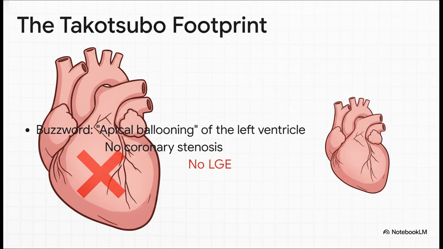We see that classic apical ballooning shape. We've already confirmed there are no blocked arteries. And here it is, the absolute key, the crucial finding that solves our initial mystery. There is no late gadolinium enhancement. The muscle is stunned, not scarred. The complete absence of that bright signal is what proves this is not a heart attack.